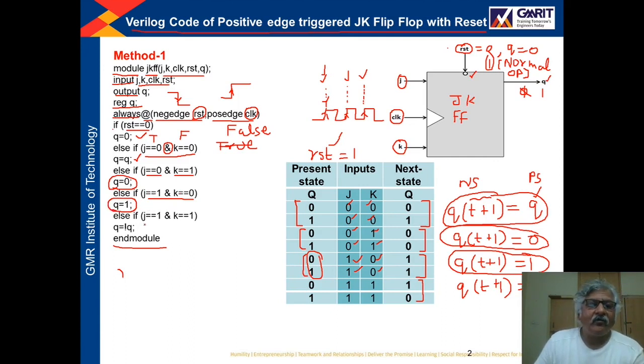If this is also not true, then the last condition will be evaluated, and that is J is equal to 1, K is equal to 1.